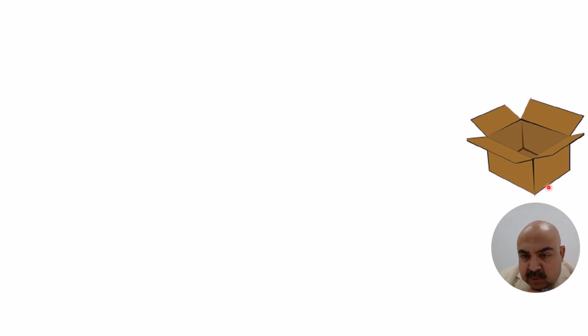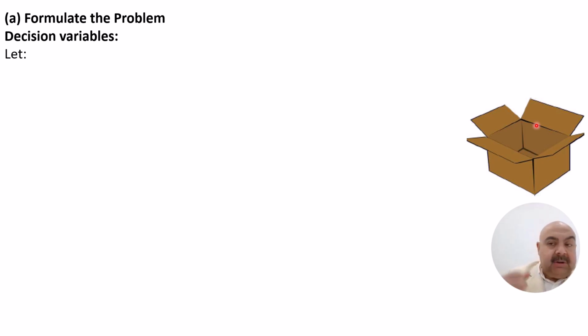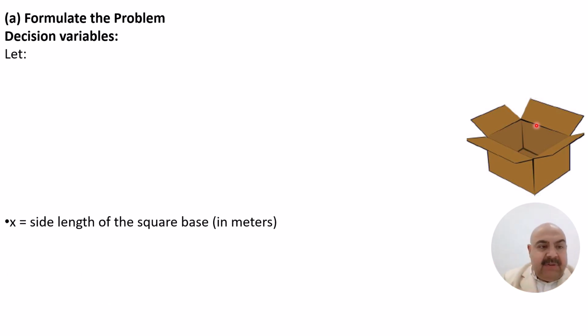So here's the box that we are talking about. As you can see, that's the base, these are the lateral sides of the box, and this is the top of this box. Let's formulate the problem. Of course, we are talking about the dimensions, so we will talk about the length, width and height. That's a general case. But in our case here, we are talking about a square base, so we will have just one side of the base and the height of the box.